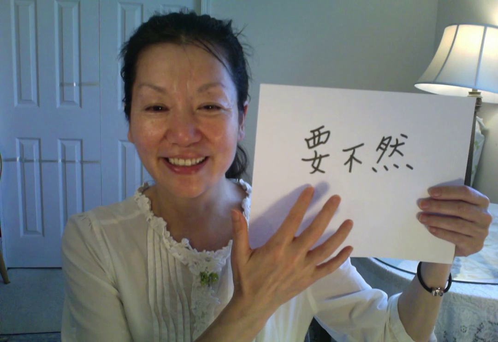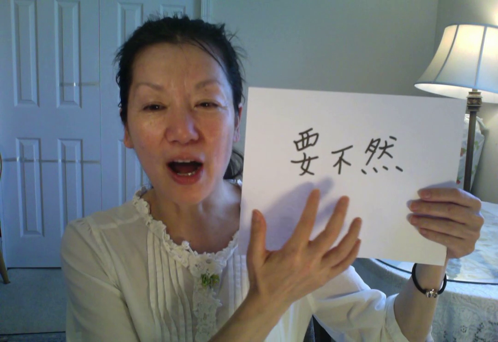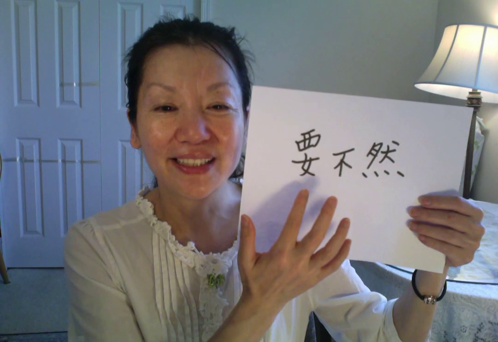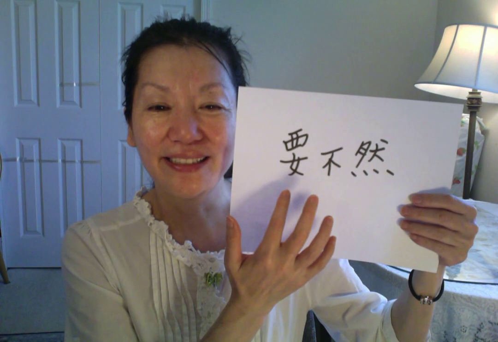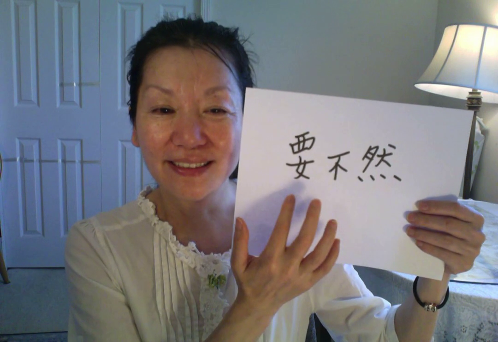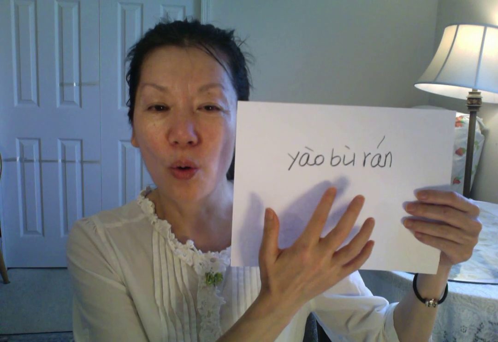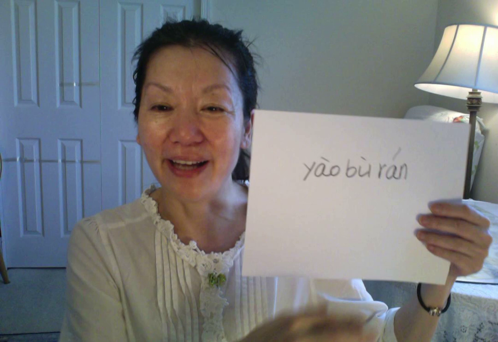Need. Want. Will. 要, yes. 要, negative, 不要. 不然, 要不然. One more time. 要不然. Okay, let's see. Double check the pinyin here, please. 要不然. Okay. Otherwise. 要不然, otherwise. Okay.